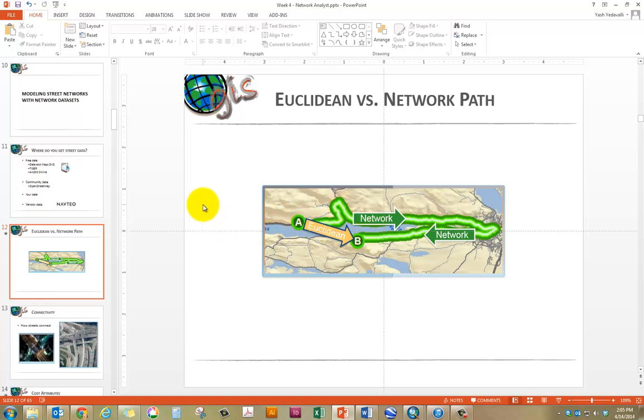So there is a major difference. As you can see in this case, this is almost 10 times more in terms of just distance and time to get from point A to point B.